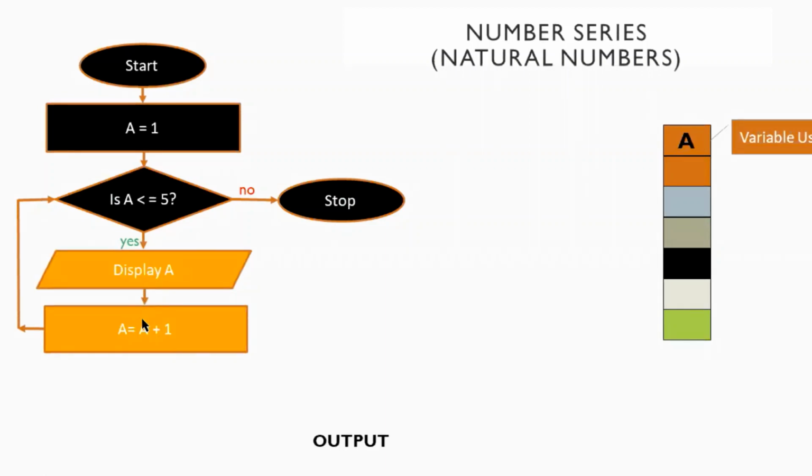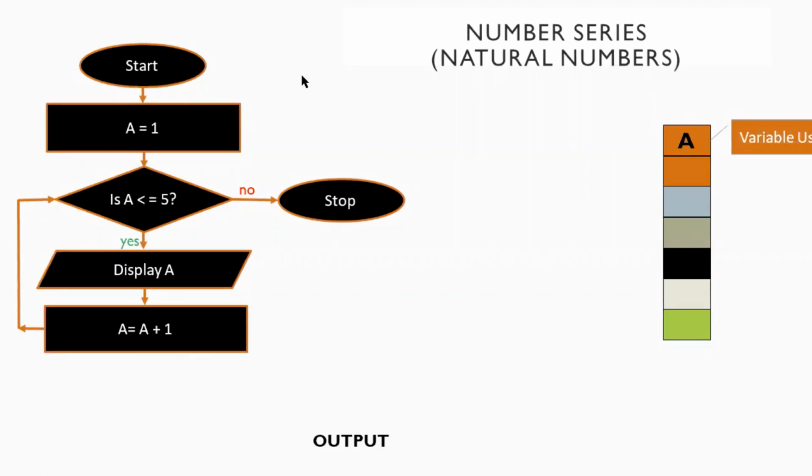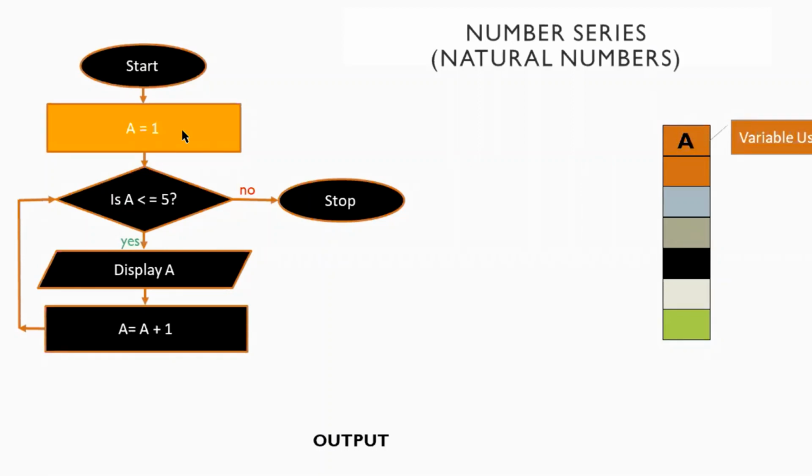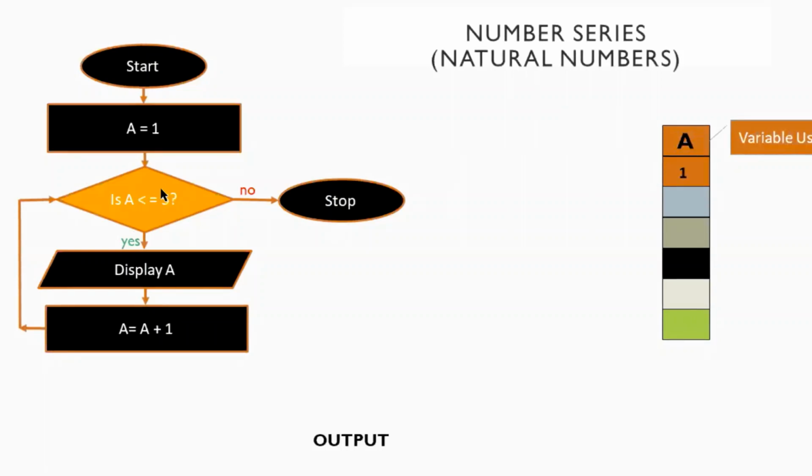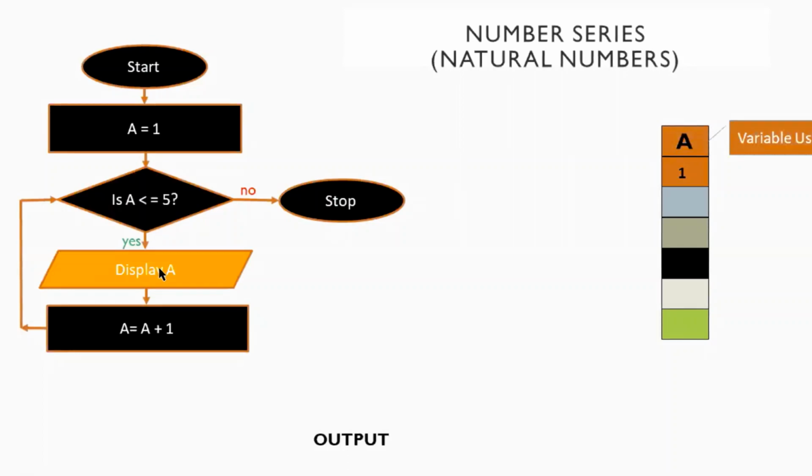So let me explain with the help of the trace table. Start, that is done. A equals 1. So in the memory of the computer, a variable A is assigned whose value is 1. Now let us go to the next step. Is A less than or equal to 5? The computer will check this statement. If this condition is true, then it will go downwards. Over here, the value of A is 1, so the condition is true. So we'll move to the next step, display A.